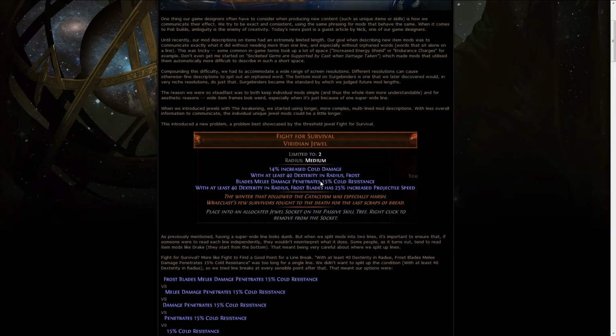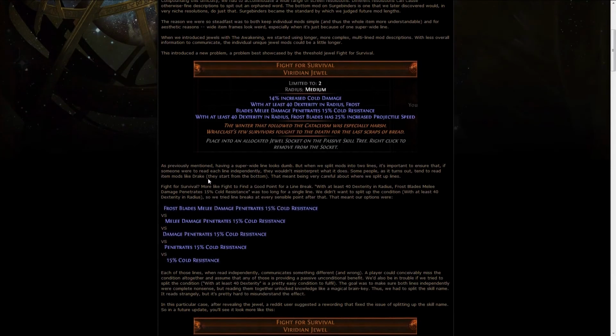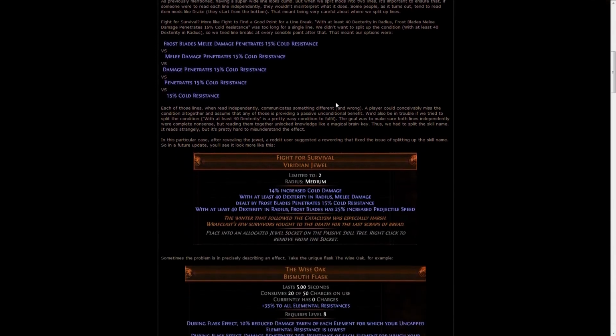So with the introduction of some jewels and some other uniques, they had to split lines, because for example, with at least 40 dexterity in radius, Frostblade's melee damage penetrates 15% cold resistance. Since they cannot shorten it, they had to divide it, and they had to divide it between the skill name so that you cannot read a single line and think it does something else. For example, because there are people who actually read from bottom to top, so that might generate a weird reading if each of those lines actually made sense on its own. So yeah, that's how GGG handles these kinds of things.